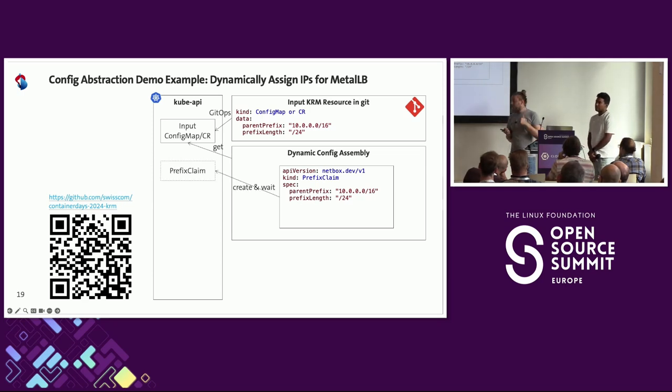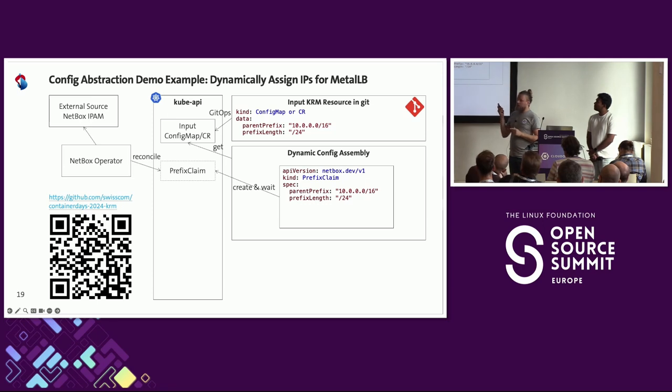And then I need to very briefly introduce our IP address management system. We're using a tool called Netbox. It's an open source tool as well. We're using that for IP address management on the 5G core. And what we did is we wrote a Kubernetes operator that is able to integrate this into the Kubernetes API. So we will have this Netbox operator that will then make sure that we get a prefix based on the definition in this prefix claim.